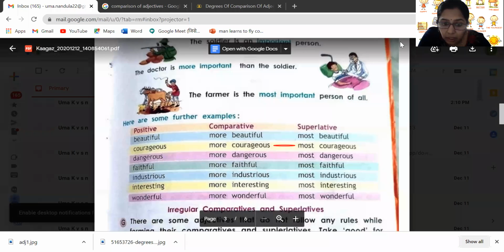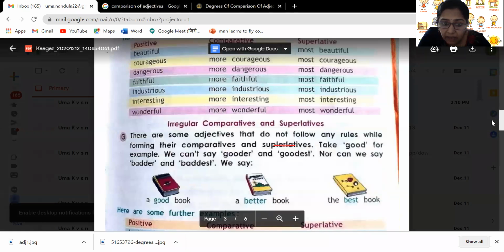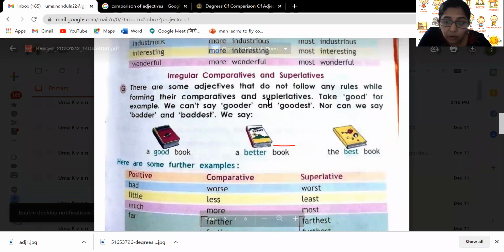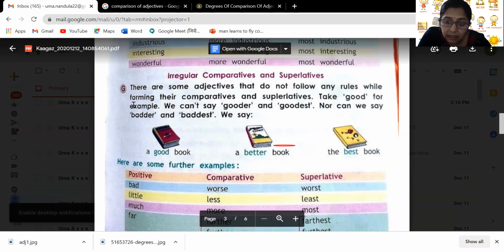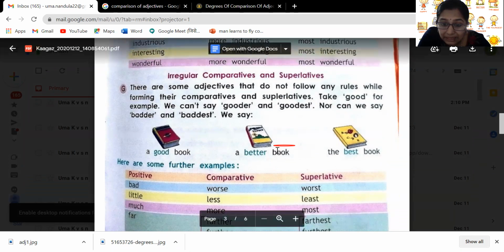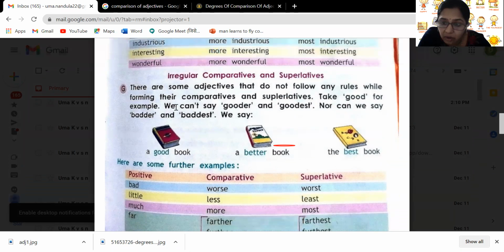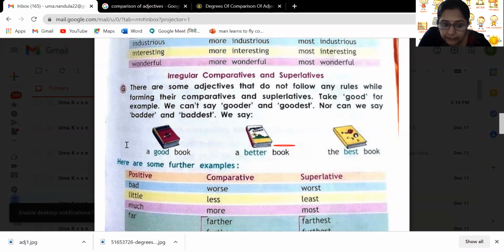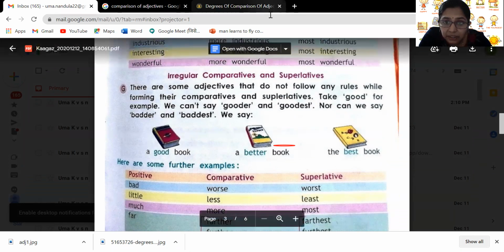Okay. So now we have irregular comparatives and superlatives. There are some other categories of words, children, where we do not follow any rules, and we have to just remember them. Like a good book, a better book, the best book. You can't say good, gooder, goodest. It's wrong. Bad, badder, baddest is wrong. Bad, worse, worst. See these words here. So these you just remember, and there are no certain rules followed.